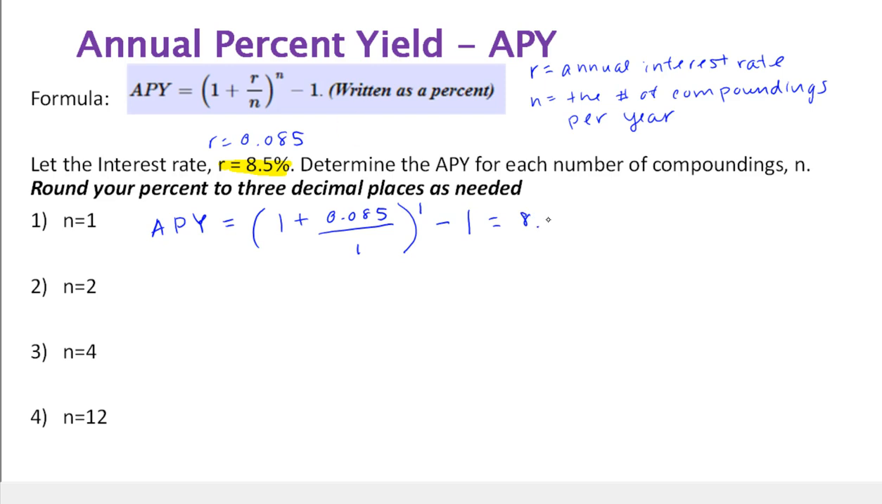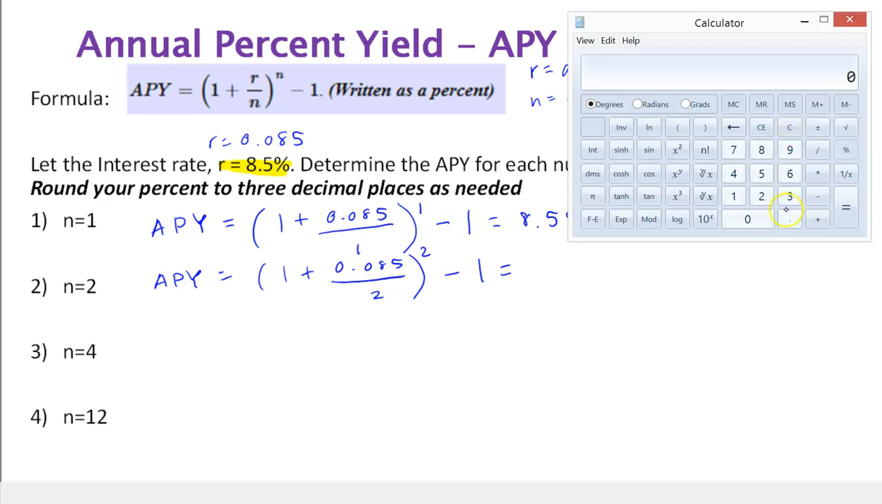Now that may have seemed pointless and useless, but the idea is, since this is an annual percent yield, if we're compounding annually, the annual percentage rate is equivalent to the annual percent yield. Let's see what happens when we compound twice a year. So we'll have 1 plus 0.085. We're going to divide the interest rate by 2 because we're going to do half the interest rate twice a year. So the exponent is 2. That's our 2 compoundings.